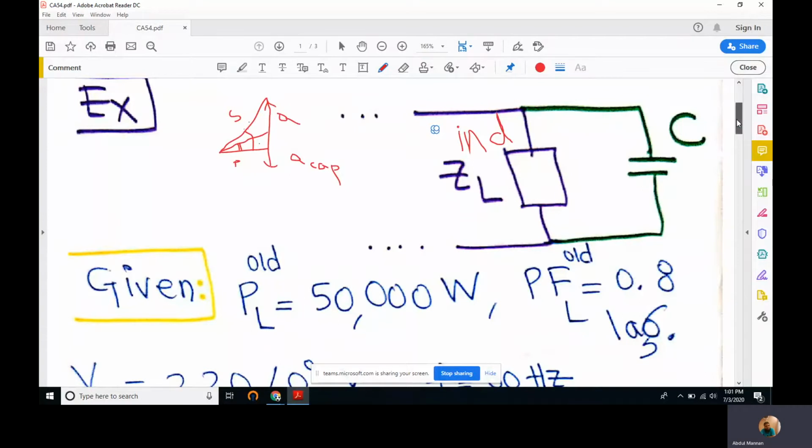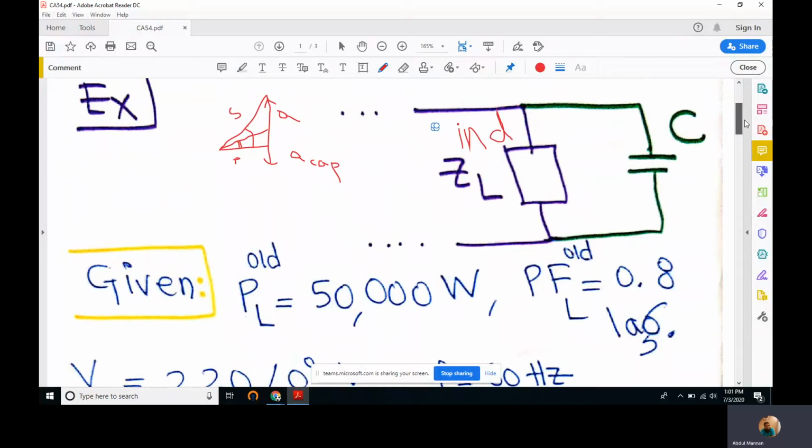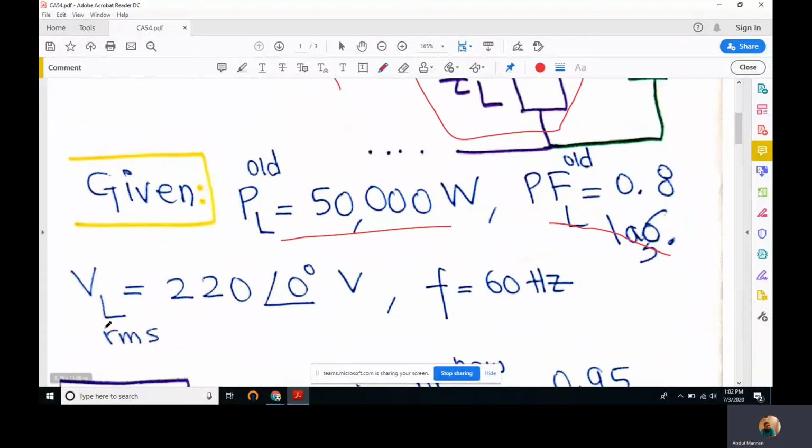In this lecture, we'll see how we can improve the power factor of a given load. This is the load given, whose power is 50 kilowatt, or 50,000 watt. The power factor is lagging and is 0.8. This means this is an inductive load. The RMS voltage drop across the load is 220 at an angle of 0, and we are working in a 60 Hertz system.